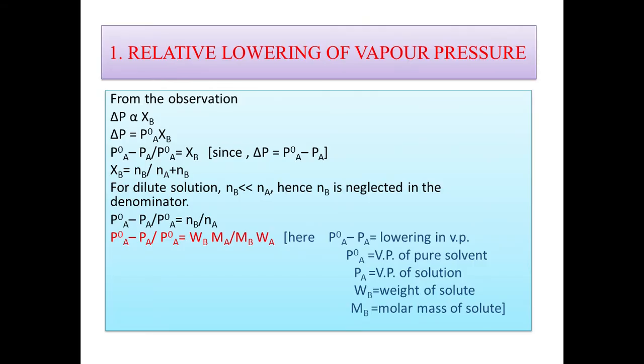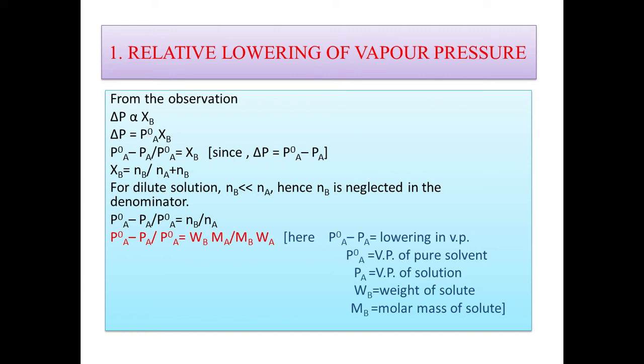Come to the next. So the mathematical expression for the vapor pressure, you can see here. First colligative property, that is relative lowering of vapor pressure. From the observation, we observe that the lowering in vapor pressure is directly proportional to the amount of solute added, and the amount of solute is denoted by XB, that is the mole fraction of solute B. Okay, if we eliminate this proportionality sign, then we have to put a constant, that is P naught A, the vapor pressure of the pure solvent.